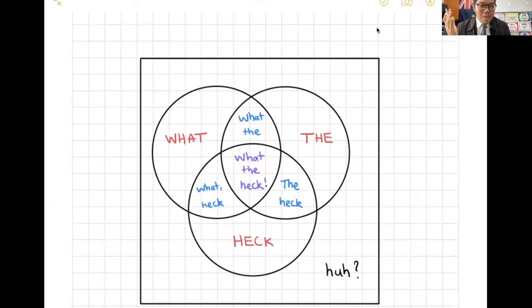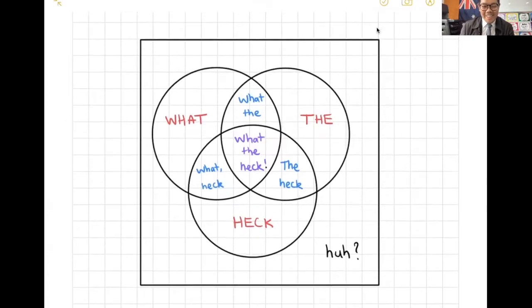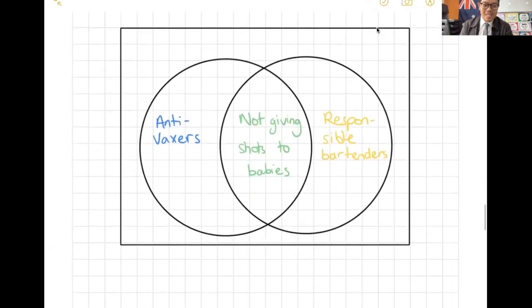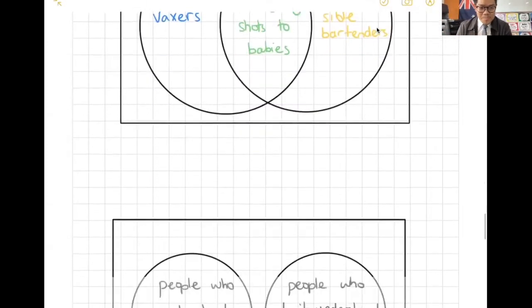Maybe you guys thought my last two videos were really lame, so I'm going to start with some jokes. So this is a Venn diagram. Ha ha ha. What the heck? Okay, hopefully you guys get it. I'm going to zoom past it. There's also this Venn diagram here. There's anti-vaxxers, there's responsible bartenders, and what do they have in common? Not giving shots to babies. Get it? Because you don't give shots to babies, or if you're responsible.